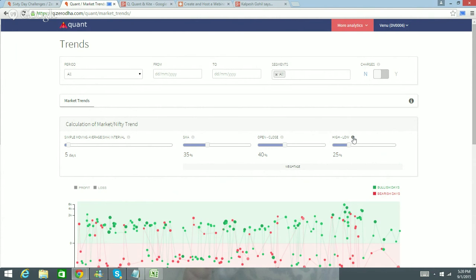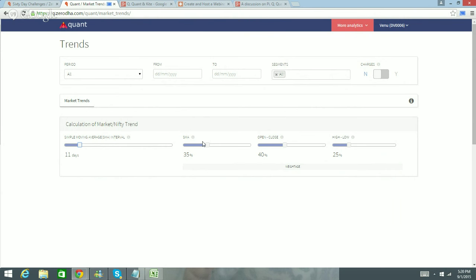Then there is high low. It's more bullish if the closing of the day is towards the highest of the day. If a market closes at the high point of the day, that means it's most bullish, right? So these are the three options through which you can define your bullishness and bearishness. You can easily change this, so you can increase or decrease the weightage, right?